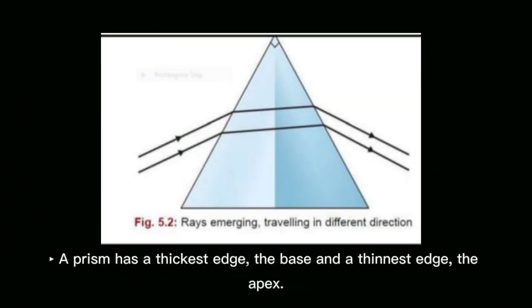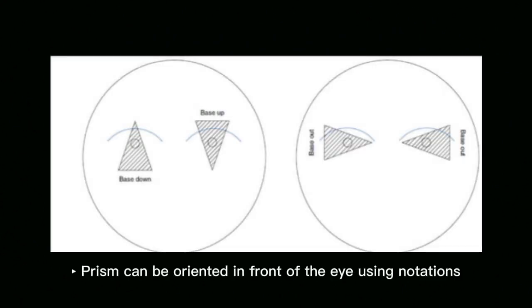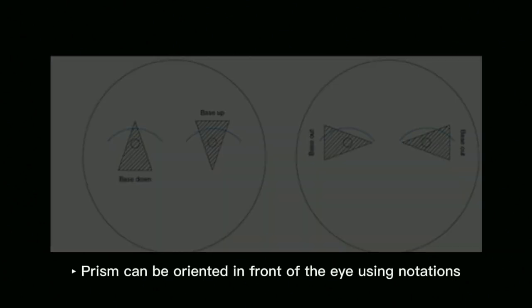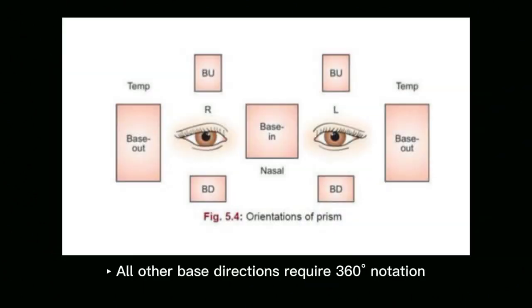Characteristics of prism. A prism has a thickest edge, the base, and a thinnest edge, the apex. A prism displaces the incident rays towards the base of the prism. Prism orientation. Prism can be oriented in front of the eye using notations: base in, base out, base up, base down. All other base directions require 360 notation.